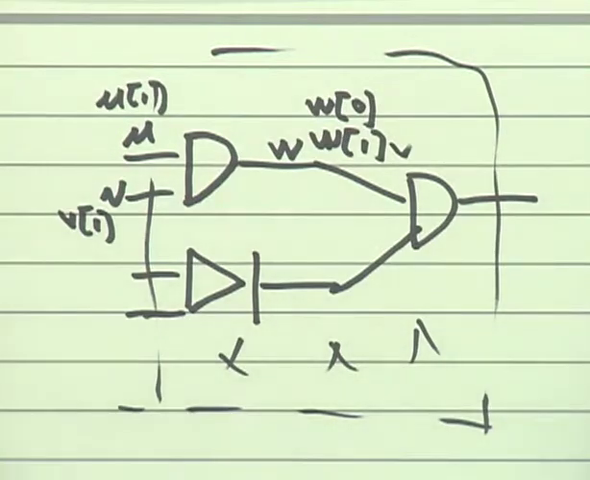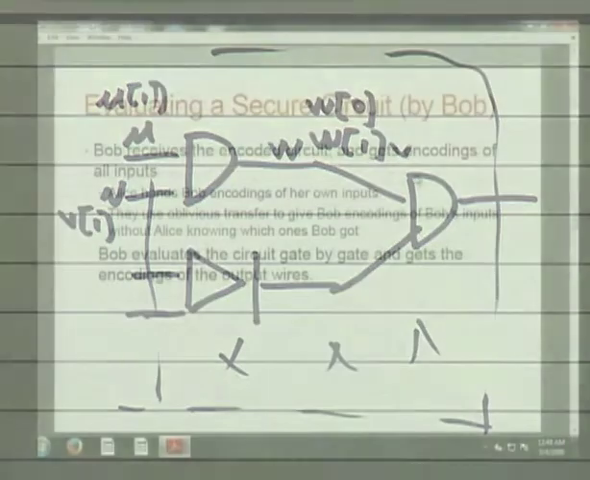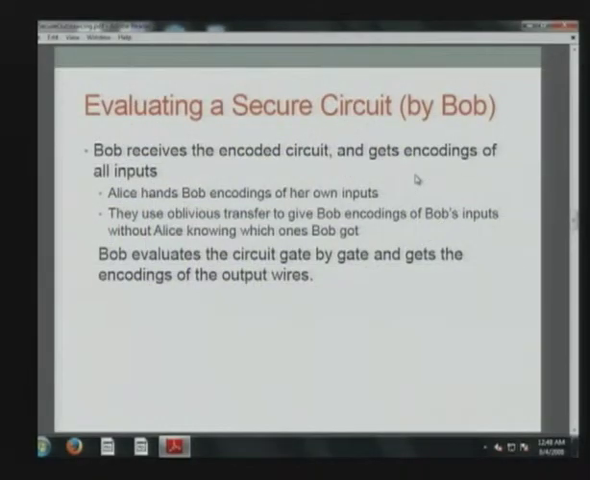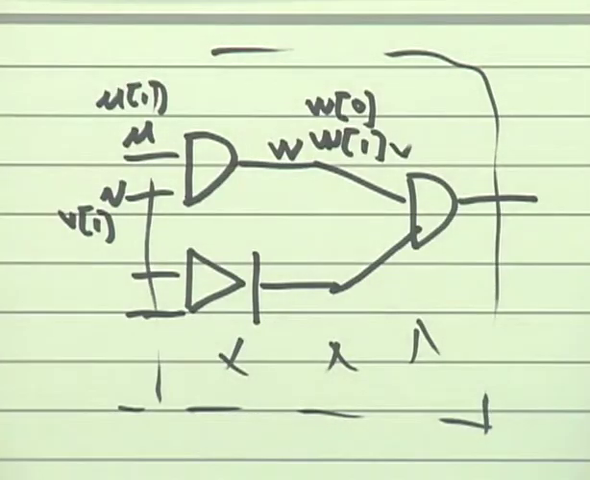Alice just chooses the encodings and represents each gate with 4 values, and then Alice will send the circuit, which means all the gates, to Bob, and Bob receives the encoded circuit, and he has to get the encodings of all the input. And we know that there are 2 kinds of input. One is from X, Alice's input. The other represents Y, which is Bob's input.